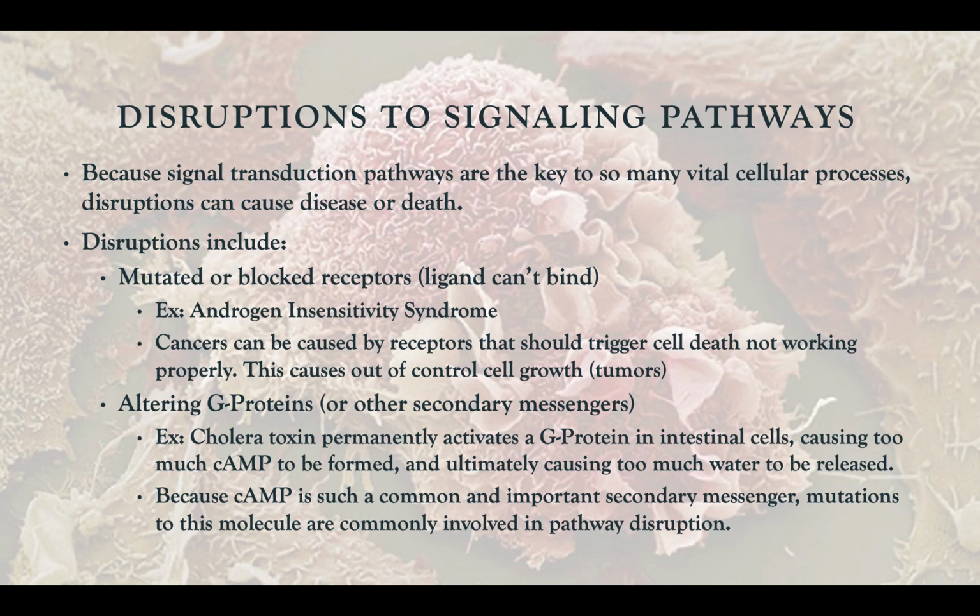And just know our favorite friend, cyclic AMP, is an important secondary messenger, and it's ubiquitous, meaning it's everywhere. So a problem with cyclic AMP is going to cause a problem here. And that's it. Well done. You're finished.